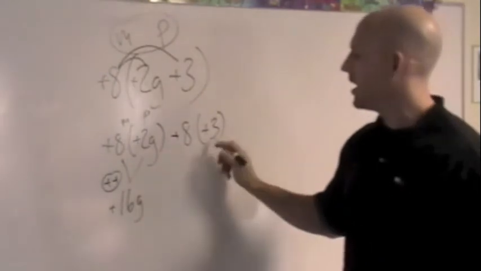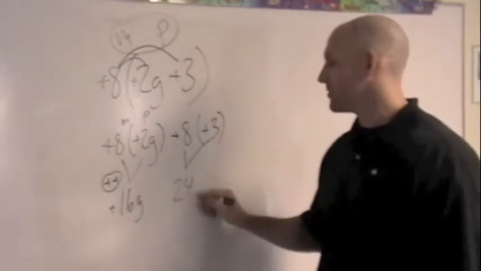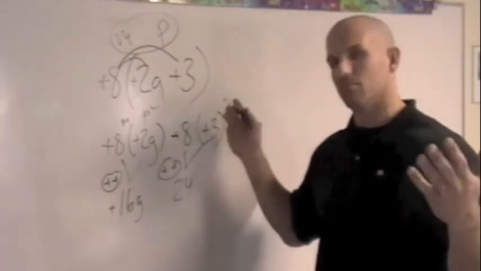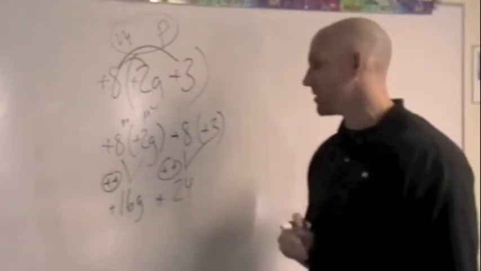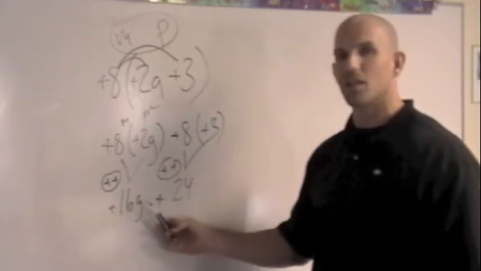Positive 16 G. Same over here. 8 times 3 never changes. Always 24. Does it match? Fortunately for us, it does. Positive 24. Can we put those together? Probably not. Here's 16 gold bars again.